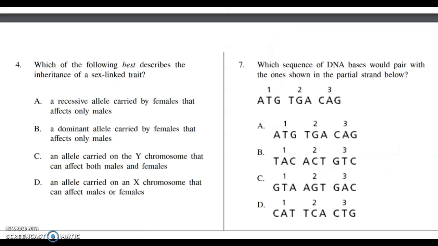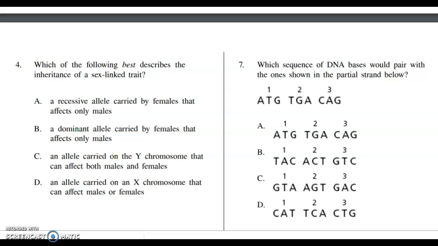Number 4 says, which of the following best describes the inheritance of a sex-linked trait? And it says best. That means we're not going to read one answer and say, ooh, that's it, because we want the one that best answers it. A says a recessive allele carried by females that affect only males. Well, that's true about sex-linked traits. If it's carried on the X chromosome, a lot of times the females will be carriers and pass them on to males, but that might not be our best answer, so let's read the rest of them.